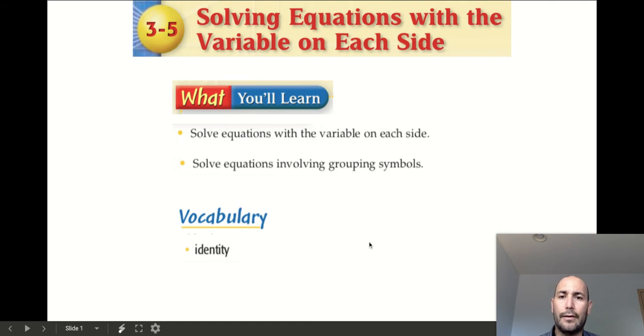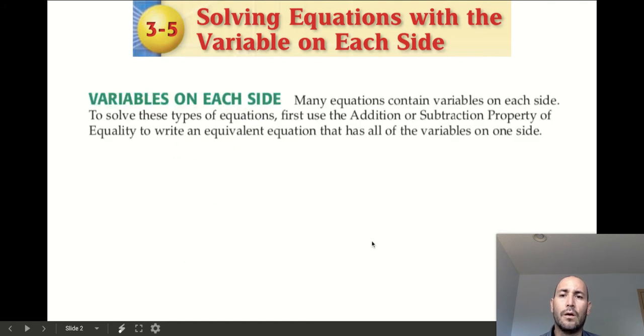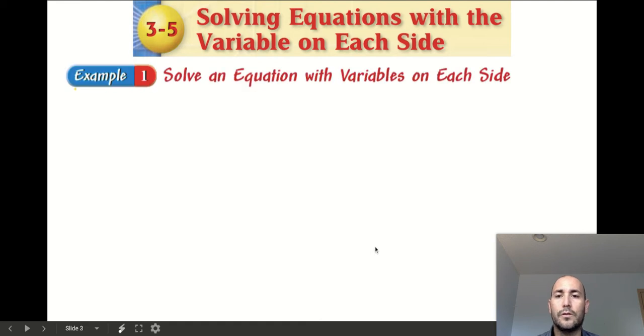We'll talk about that a little bit later on in the lesson. So we're going to talk about, what does it mean if variables are on each side? Many equations contain variables on each side. To solve these types of equations, we can use addition or subtraction properties of equality along with multiplication and division to write equivalent equations that have all the variables on one side. We're still going to be solving equations by isolating the variable and getting it all by itself. Let's take a look at an example of what that might look like.